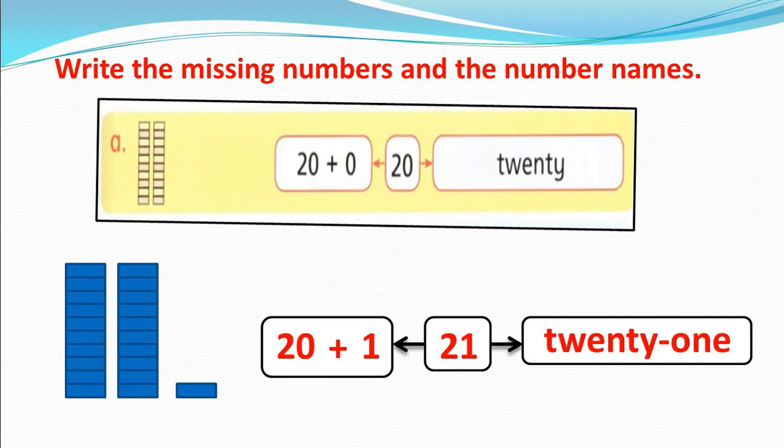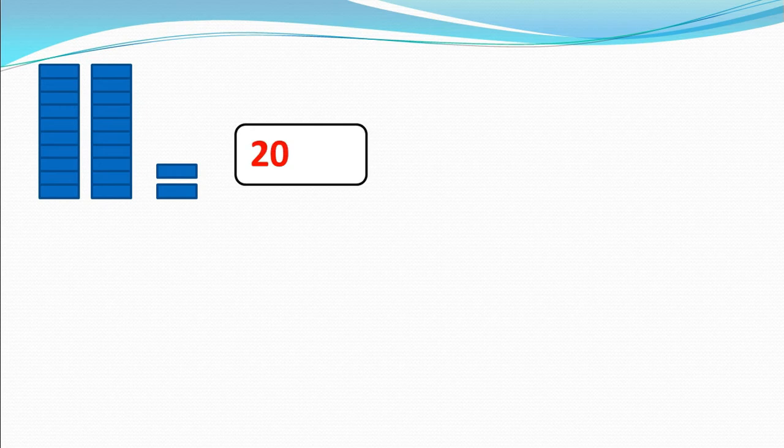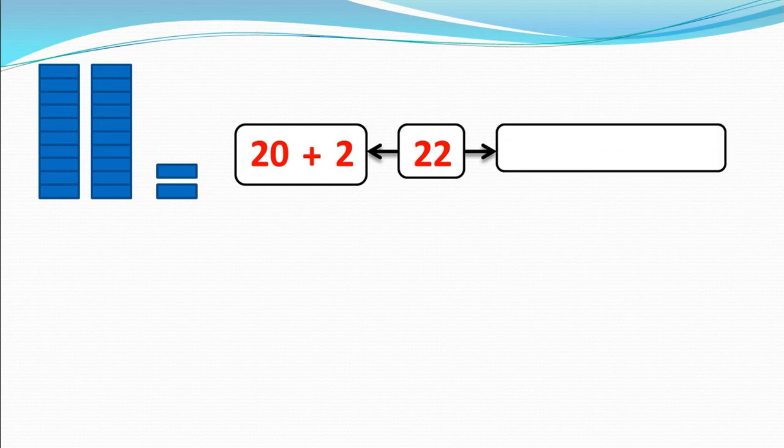Then there are 2 stacks of 10 and 2 ones. 2 stacks of 10 makes 20 and there are 2 ones, so here we will write 2. Now add them. 20 plus 2 equals 22. Now the number name 22.